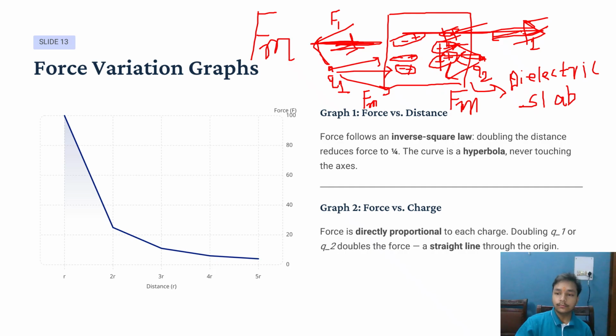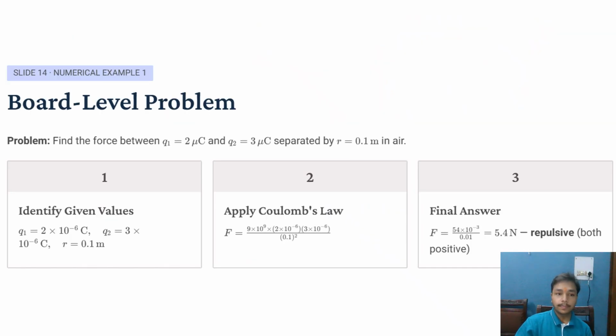Okay, moving on. Now there are three simple problems. Okay, first of all, we'll discuss a board level problem which states: find the force between Q1, which is equal to 2 microcoulombs, and Q2, which is equal to 3 microcoulombs, separated by r equal to 0.1 meter in air. So we are given the values 2 into 10 power minus 6 coulombs. So micro is equal to 10 to the power minus 6. And then we are given Q2, which is equal to 3 into 10 to the power minus 6 coulombs, and our distance is given as 0.1 meters.